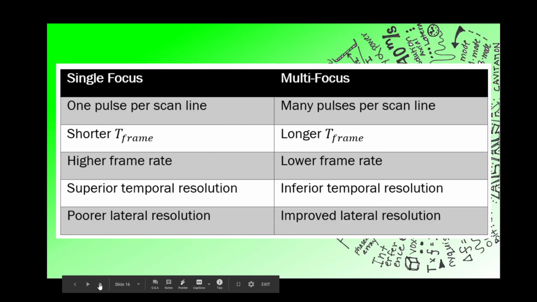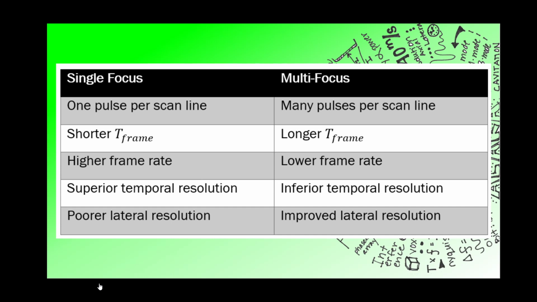You'll see these charts through your notes and in the book as well. I think they're very nice to kind of organize the information, what happens when we change parameters, what happens to resolutions, both temporal, lateral, spatial, and compare that then to what happens to the frame rate.